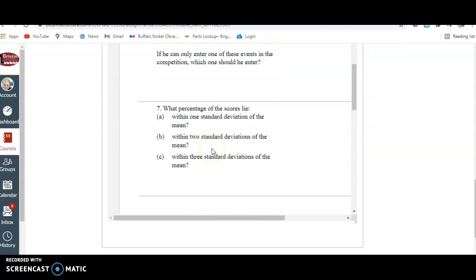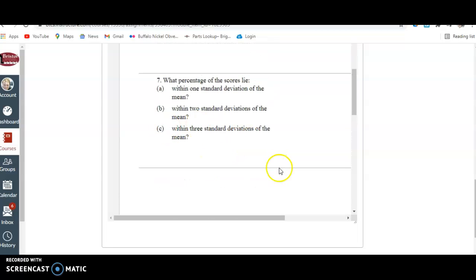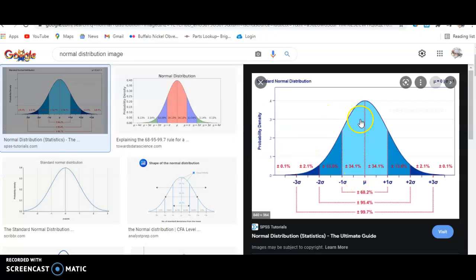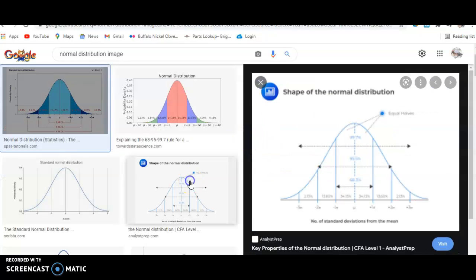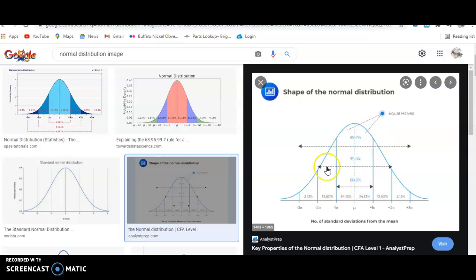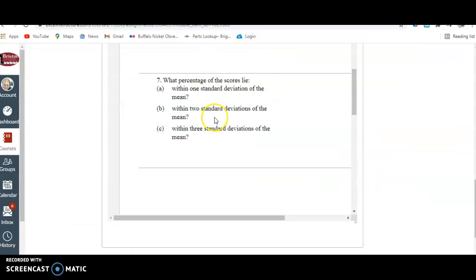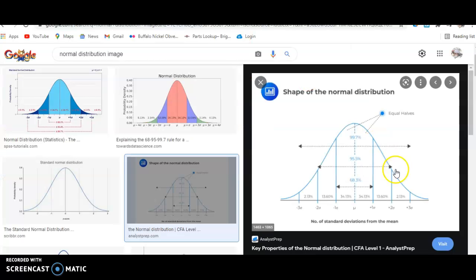Okay, that's number 4. Numbers 7, 8, 9, and 10 all tie back to this image that you've probably seen before, which is standard deviation with percentiles right here, where everything's equally distributed. Notice there's 1 standard deviation, 2 standard deviations, 3 standard deviations, right? If we look at number 7, it says what percent of the scores lie within 1 standard deviation. That's 68.3. 2 standard deviations was the 95.5, and 3 standard deviations is the 99.7.